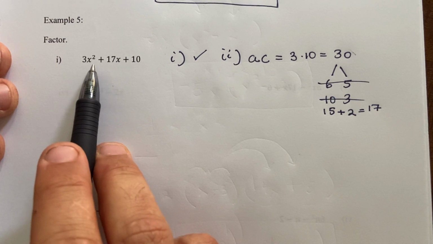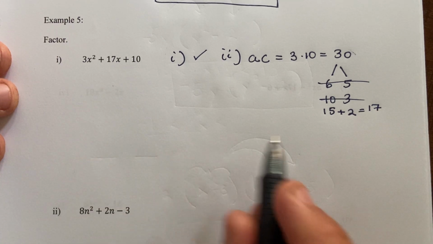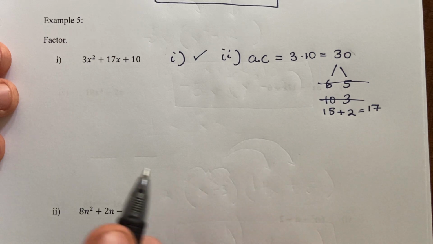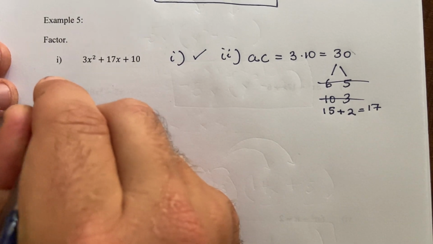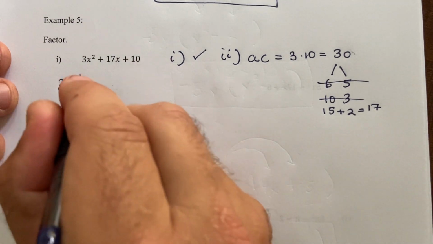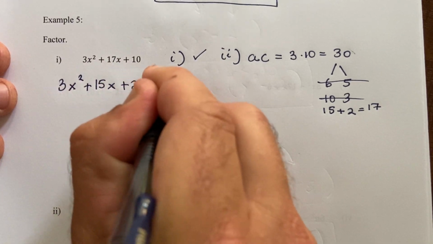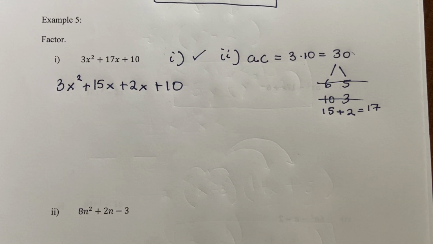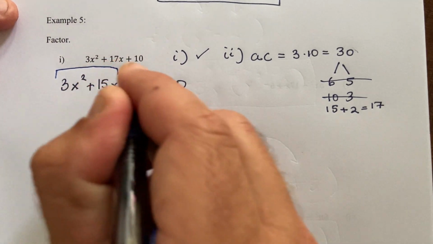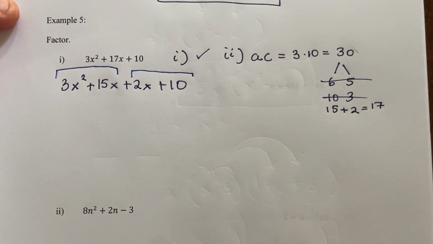So what I'll now do is rewrite this middle term using the 15 and the 2 as coefficients on x. So 3x squared plus 15x plus 2x plus 10. All right, now I'm going to factor this group and this group.